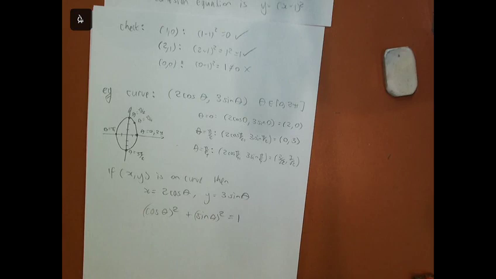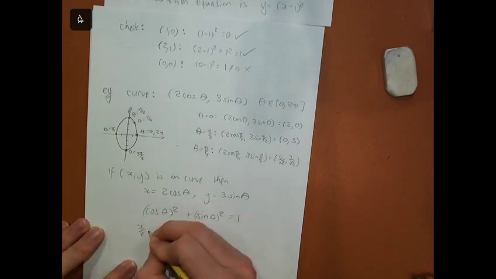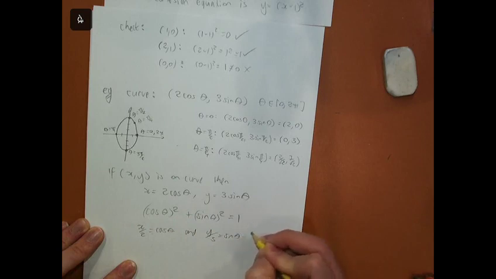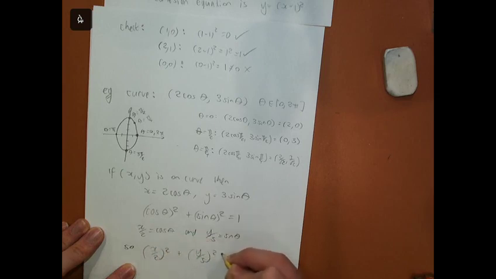So if we can figure out what cos theta is in terms of x and or y, and what sine theta is in terms of x and or y, then we can use this formula. So let's see. Well, x on 2 is cos theta, and y on 3 is sine theta. So we can sub them in, to get x on 2 squared plus y on 3 squared is 1.